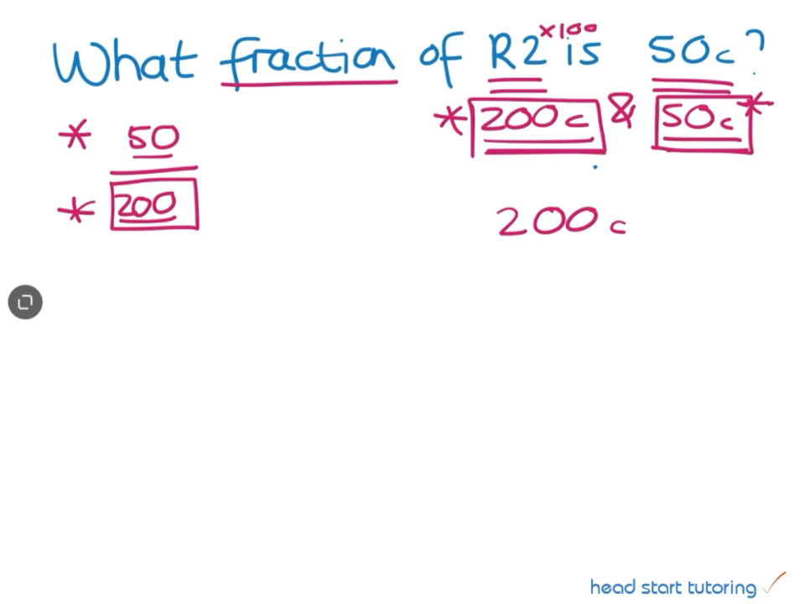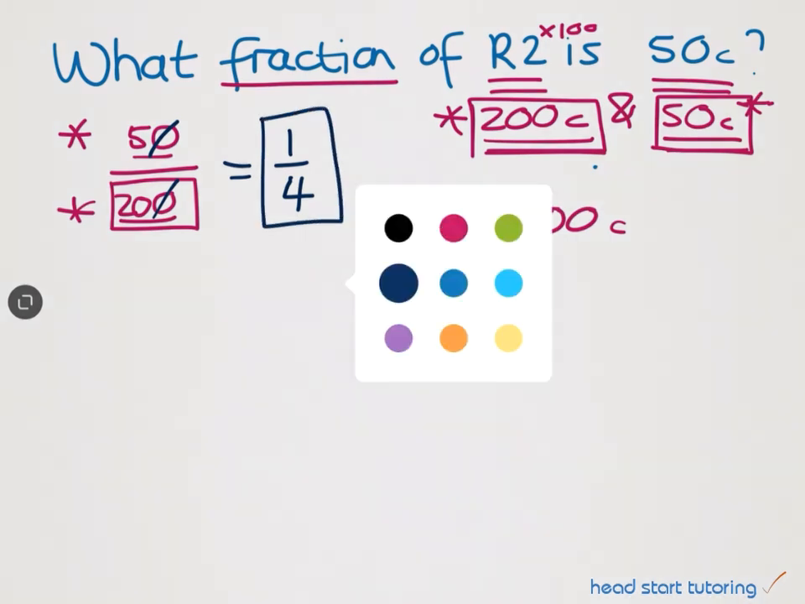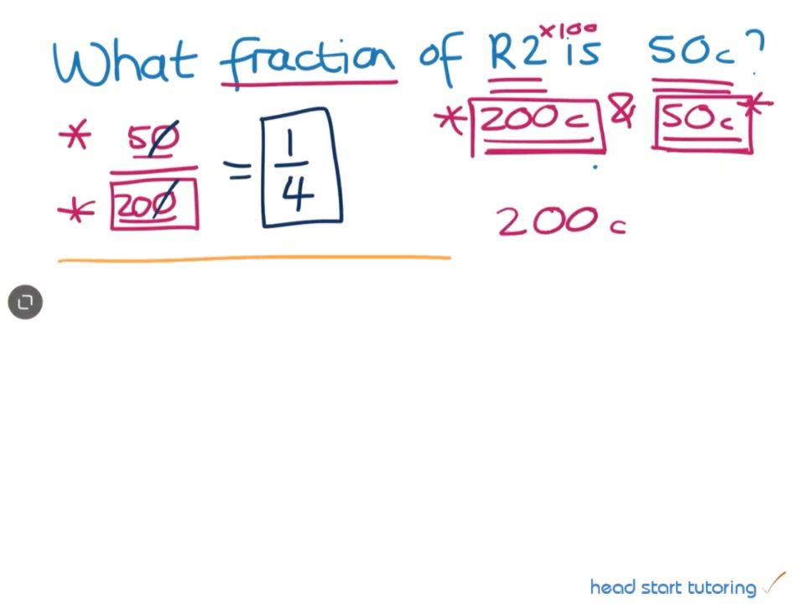The only thing we need to do now is obviously simplify. So we can cross cancel. We can divide both our 50 and our 200 by 10 to get 5 over 20. And 5 over 20 we can simplify down to 1/4. So what fraction of 2 rand is 50 cents? Your final answer is 1/4. Let's have a look at another example.